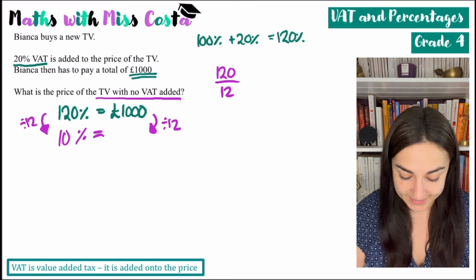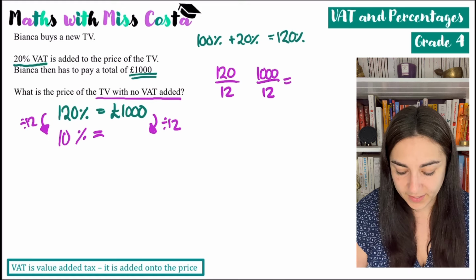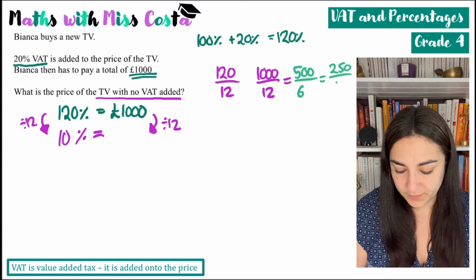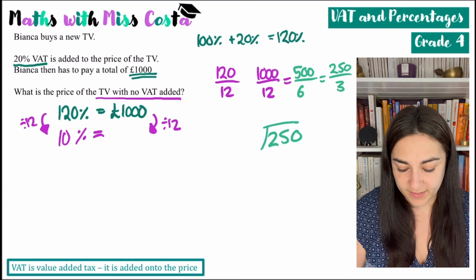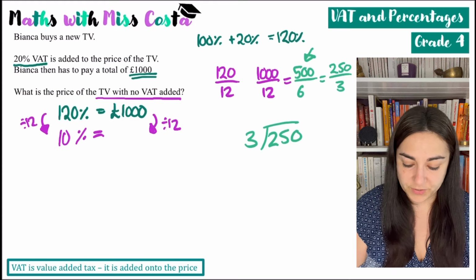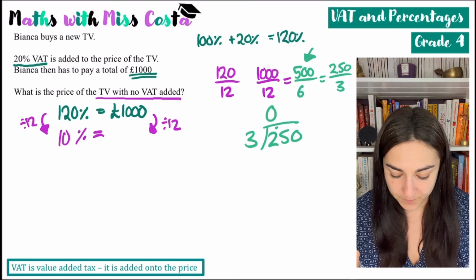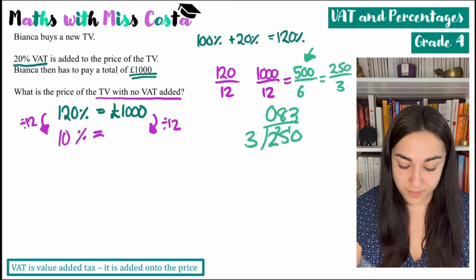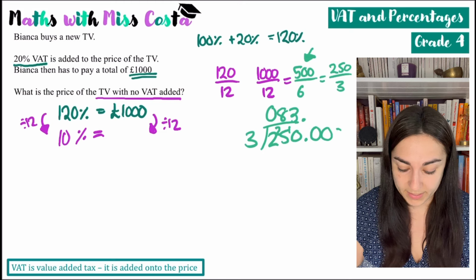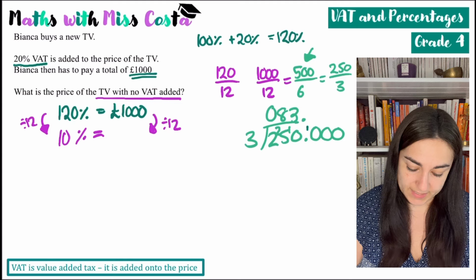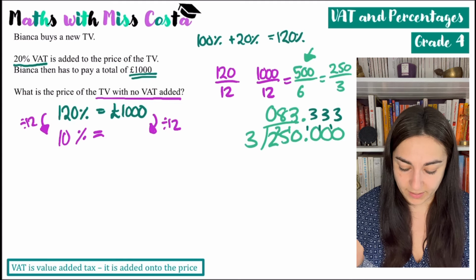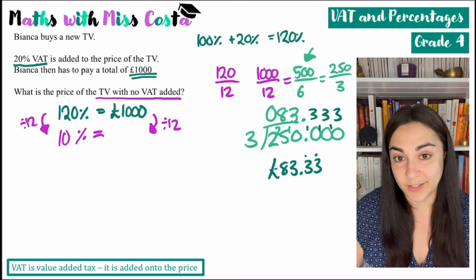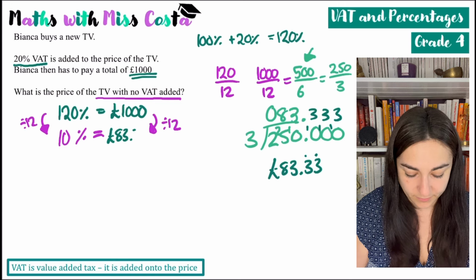So 1,000 divided by 12, I can turn it into a fraction just to make life easier for myself, would be 500 divided by 6, which would be 250 divided by 3. When it gets to a nice number that I can just turn into the bus stop method, I could have done that here. Then you just divide using the bus stop. So 3's into 2 goes 0. 3's into 25 is 8, remainder 1. 3's into 10 is 3, remainder 1. And then you put your decimal point and you just add a bunch of zeros. 3's into 10 goes 3, remainder 1, 3, remainder 1, and so forth. So I know that I'm going to be left with a recurring decimal. So £83.33 recurring. So 10% is 83.33.